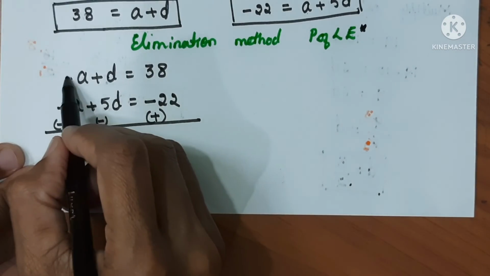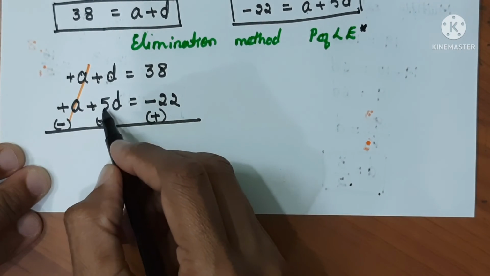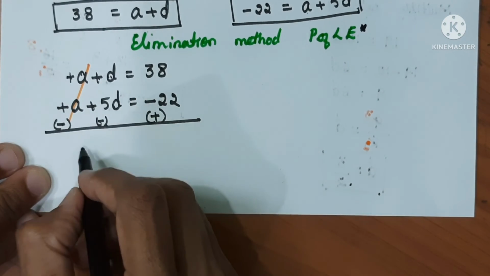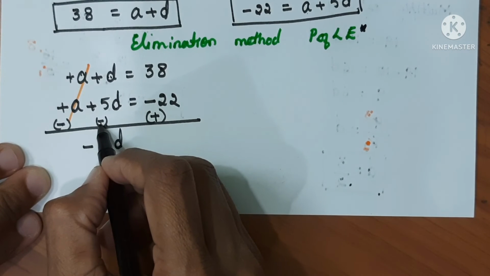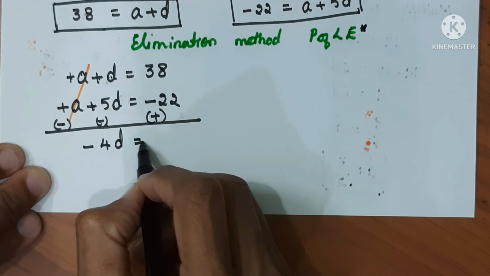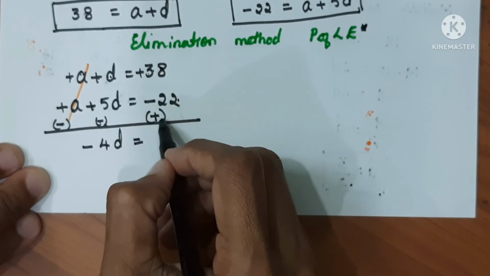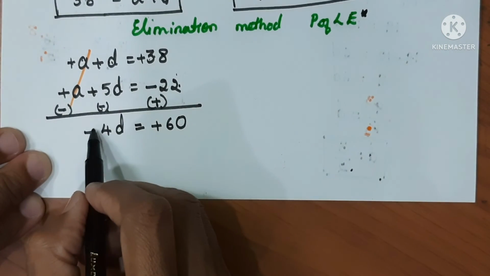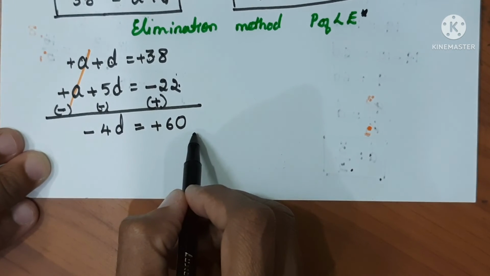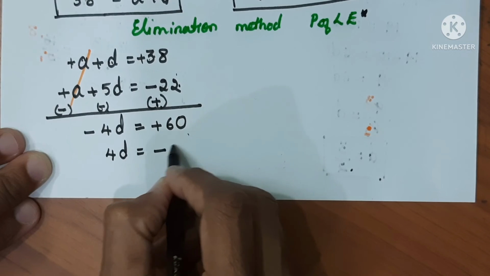Now here this is plus a and this is minus a. These two will get eliminated. Now this is plus d, this is minus d. We have to subtract. After subtracting we get minus 4d, because here the bigger number is having minus sign, equal to this is plus 38 and plus 22 we have to add. If we add these two we get plus 60. Now since d is having negative sign, we have to multiply the equation by negative sign. We get 4d equal to minus 60.